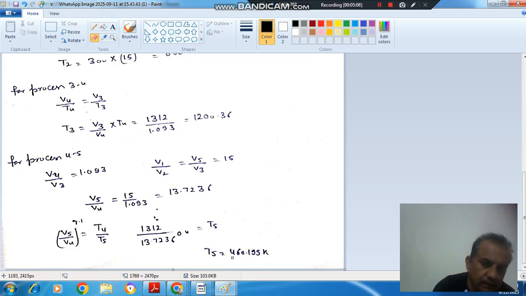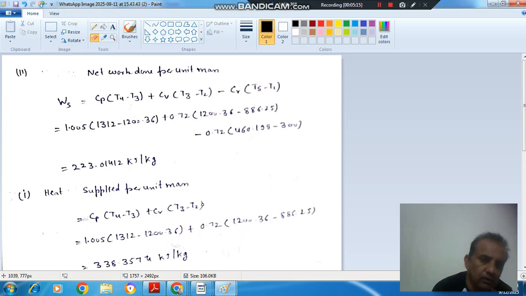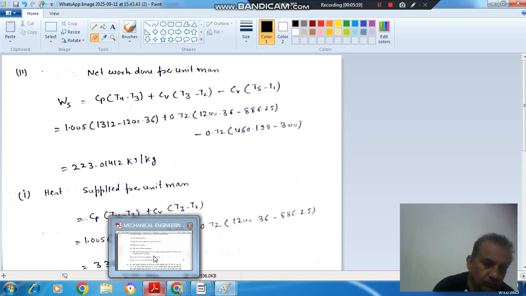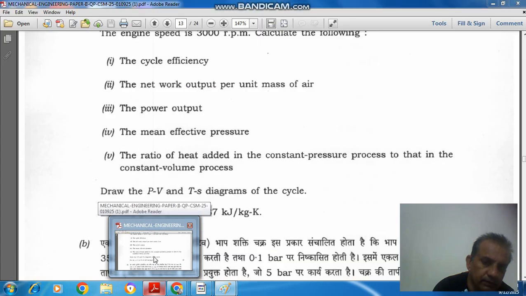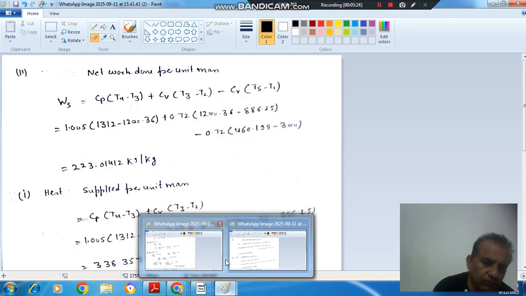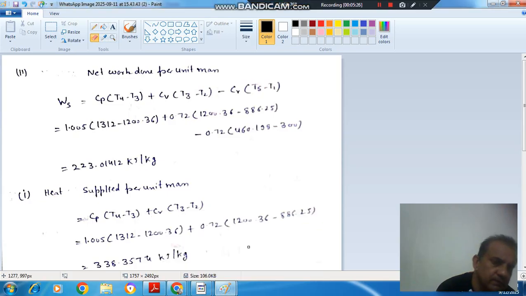Okay, so now the first part is to find out cycle efficiency. So first we find out the second part, then we find out the first part. The second part is net work done per unit mass. The work done in the cycle is heat supplied minus heat rejected. Heat is supplied in two processes, constant pressure process and constant volume process. That is Cp (T4 minus T3) plus Cv (T3 minus T2), and heat rejected is Cv (T5 minus T1).